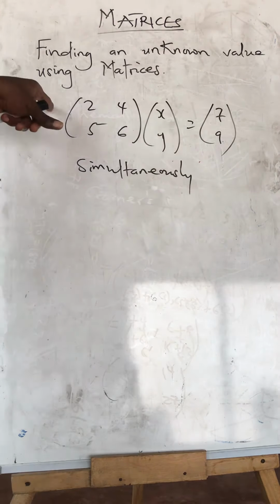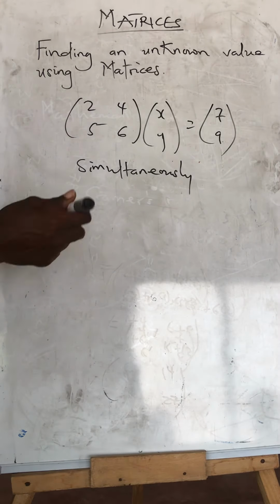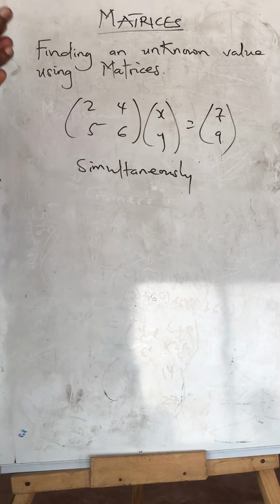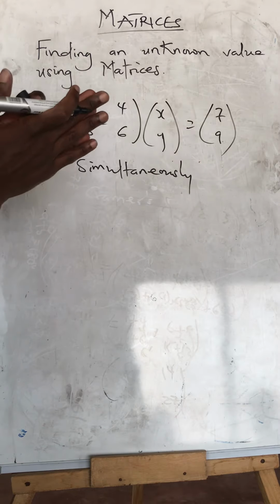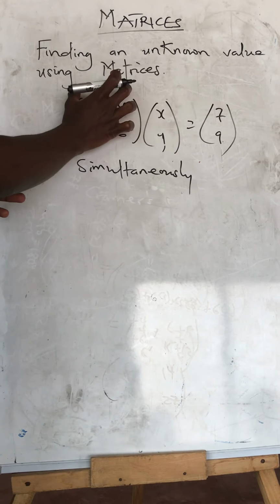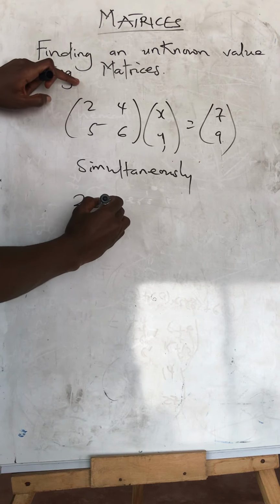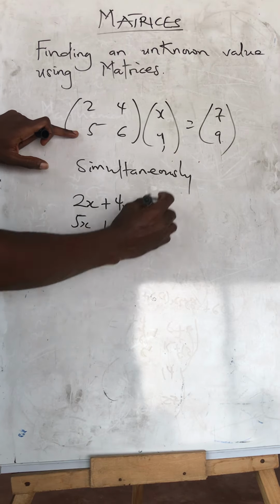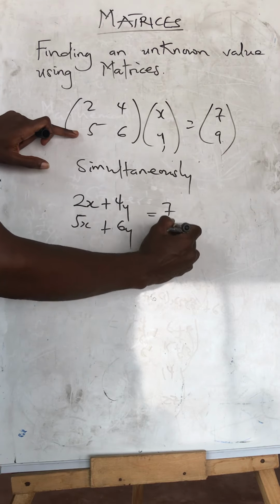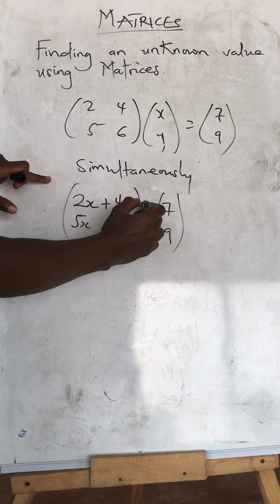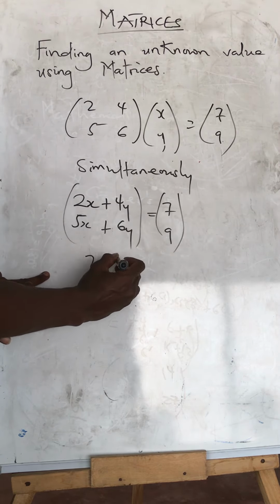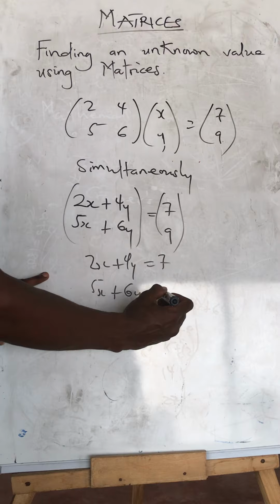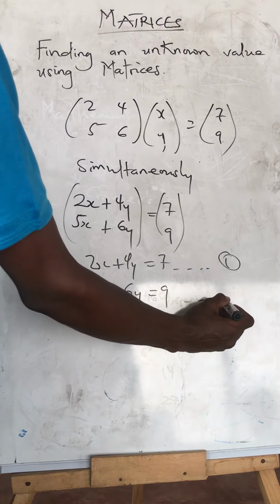So solving this simultaneously, we have to multiply this and equate to this. If you need the video on multiplication of matrix, kindly watch it. So we bring this one and turn it to 2x plus 4y, then 5x plus 6y, equal to 7, 9. It means the first row takes the first value and the second row takes the second. I have 2x plus 4y equal to 7, and 5x plus 6y equal to 9. This becomes equation 1, and this becomes equation 2.